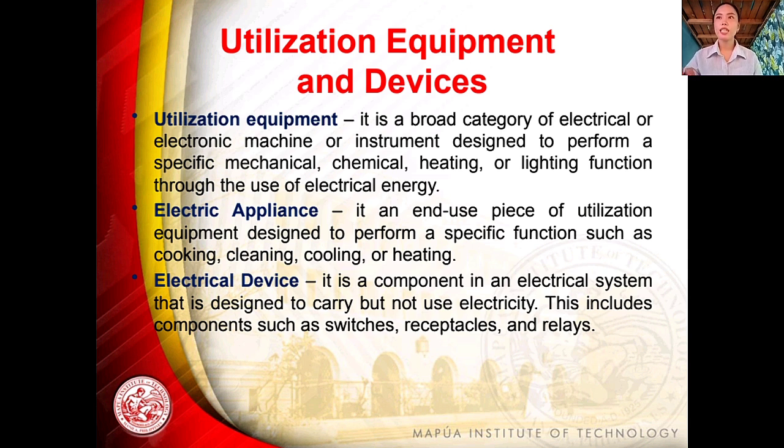So, and next is electric appliance. It's an end-use piece of utilization equipment designed to perform a specific function such as cooking, cleaning, cooling, or heating. An electric device. It is a component in an electrical system that is designed to carry but not use electricity. This includes components such as switches, receptacles, and relays. So, electrical device mo na siya ang di mo consume pero mag-control sa flow. So, example ani kay mga switches or mga outlets.